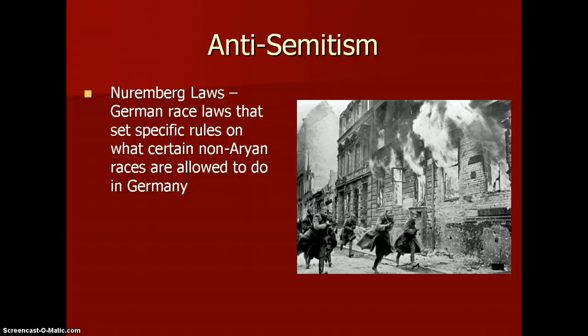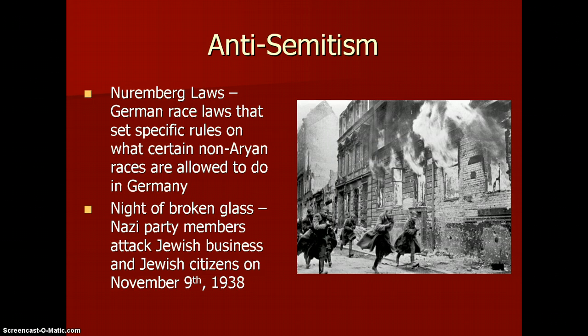In 1935, the Nazi Party passed the Nuremberg Laws, which put in place race laws that were specific on what certain races were allowed to do in the German state. On November 9, 1938, the Night of Broken Glass occurred, otherwise known as the Kristallnacht. This was when the Nazi Party members attacked Jewish citizens and businesses for no reason other than to cripple their lives and put fear into them.